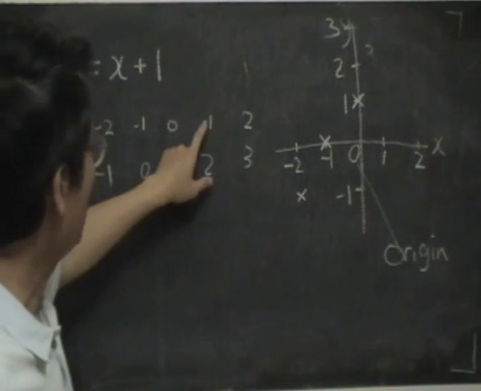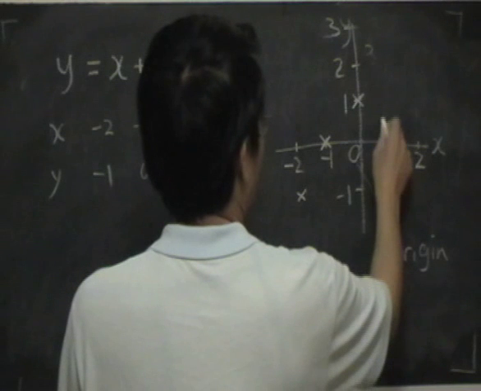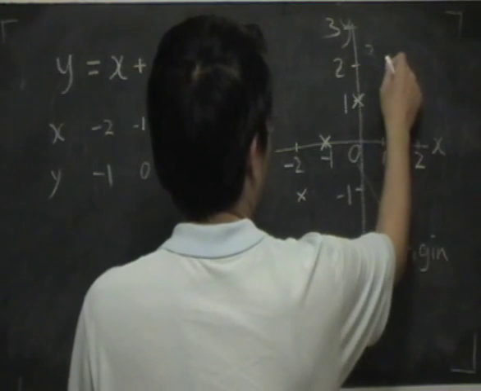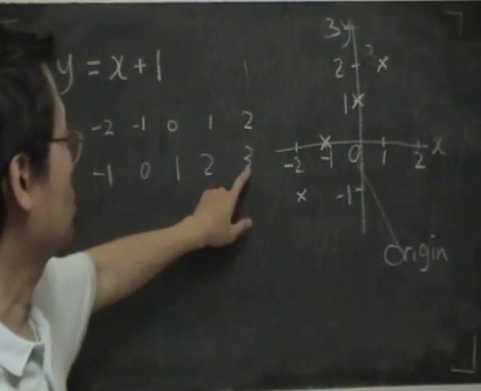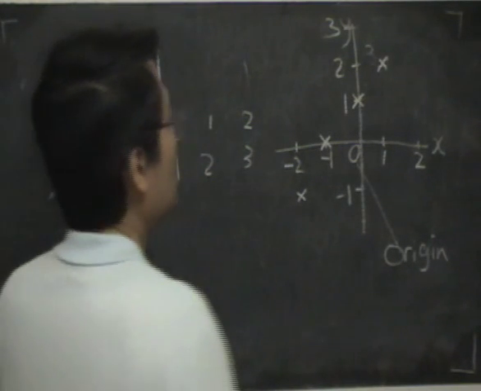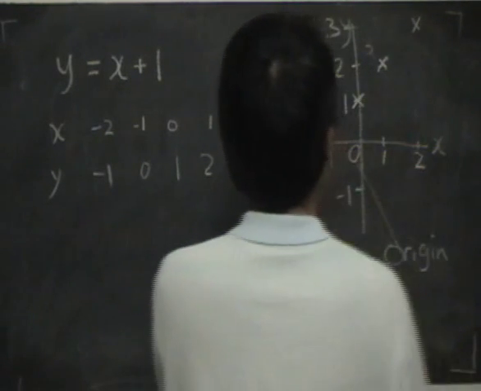So next we have 1 and 2. So we go 1 here, go up until we reach y equals 2, and x is 2, y is 3. So we go 2 and all the way up to y is 3.